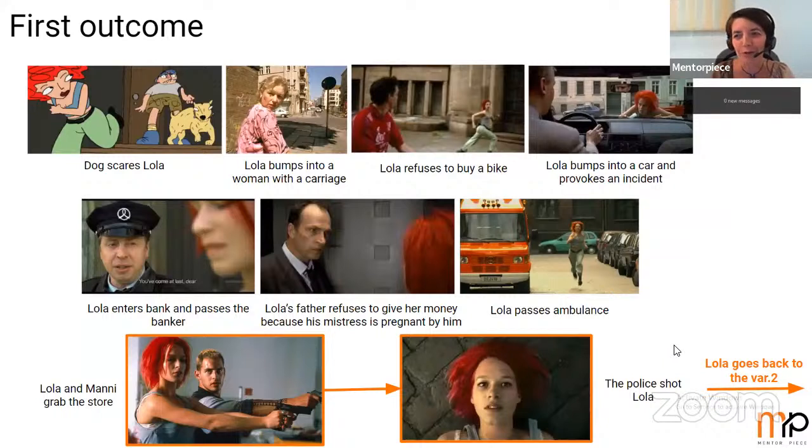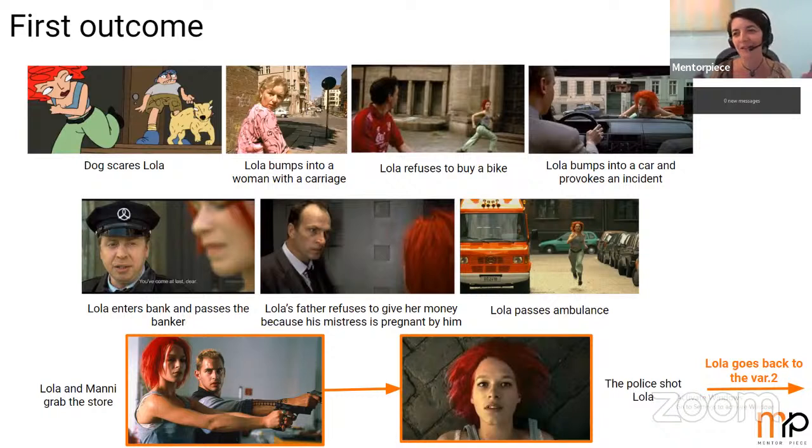The first outcome of the film begins from the first checkpoint. When Lola is running downstairs, she meets some scary dog. So the dog scares Lola. This is the first checkpoint. This is the first minor event. Then Lola bumps into a woman with a carriage, refuses to buy a bike from one guy who promised to sell the bike near the bank, then bumps into a car and provokes a not very serious incident, then enters a bank and passes the banker without any conversation.